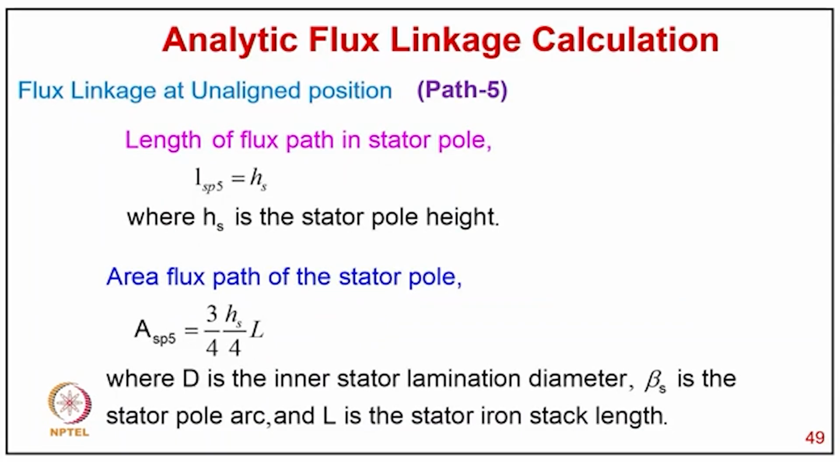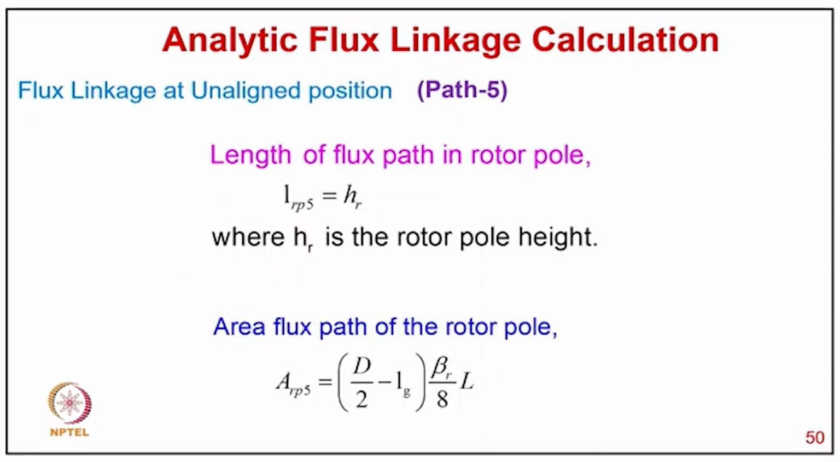Now the length of the flux path in stator pole LSP5 equal to HS, and HS is the stator pole height, and the area of flux path of stator pole ASP5 equal to (3/4) (beta S D/4) into L plus HS/4 into L, where D is the inner stator lamination diameter, beta S is the stator pole arc, and L is the stator iron stack length. Now the length of flux path in rotor pole LRP5 equal to HR. HR is the rotor pole height, and the area of flux path in the rotor pole ARP5 equal to in bracket (D/2 minus LG) into (beta R/8) into L.